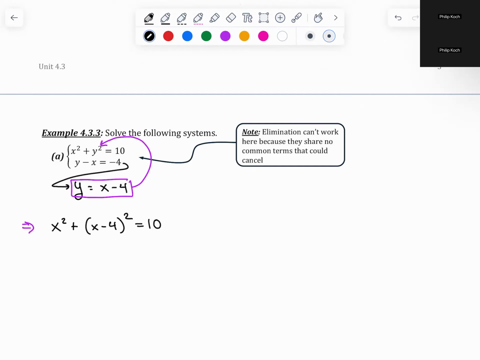And then please, please, please, on the final exam, do not make the freshman's dream mistake. Remember that x minus 4 squared is not x squared minus 16. You have to FOIL it out. It becomes x squared plus x squared minus 8x plus 16 is equal to 10.